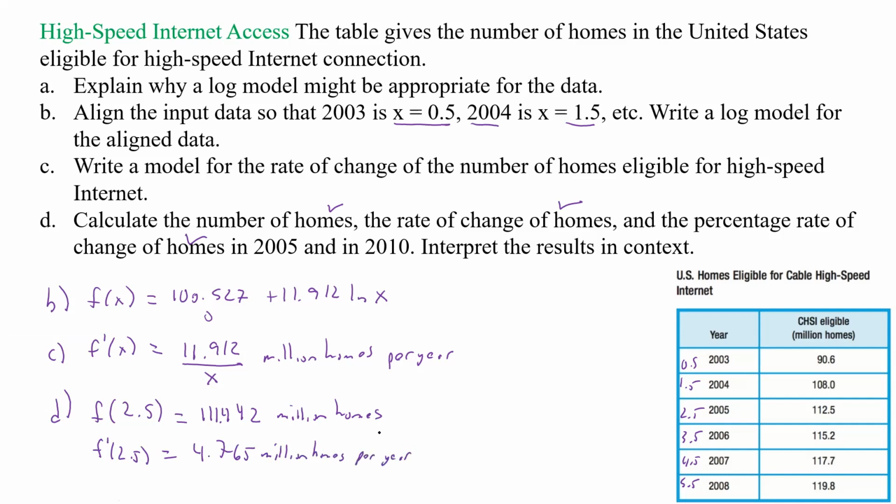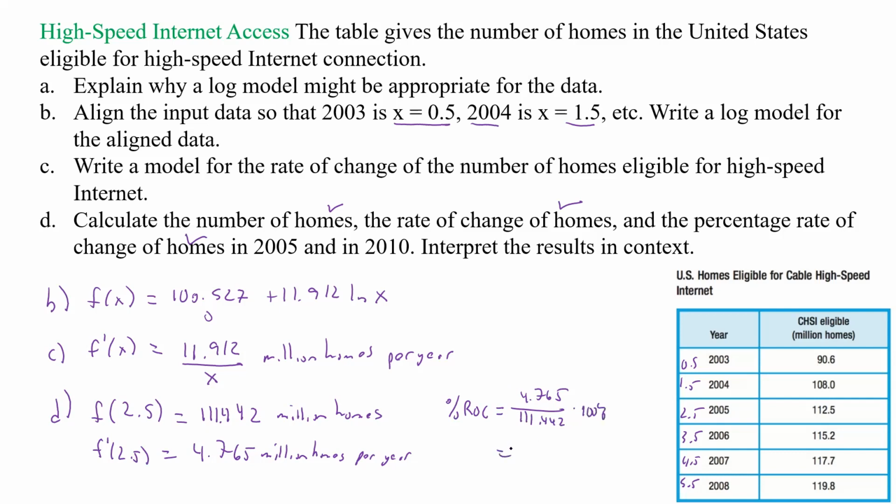Okay. And then the last one it wants is the percent rate of change. And remember, that's just going to be our f prime divided by our f. And so we'll have 4.765 divided by 111.442, and then times our 100%.